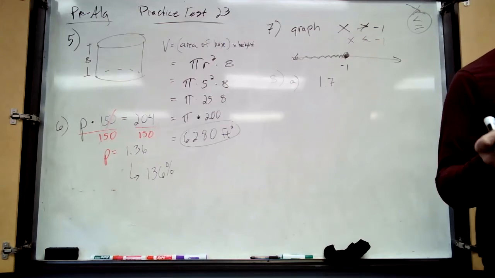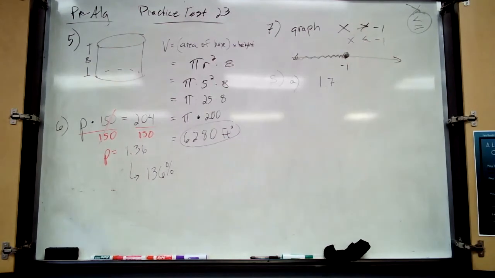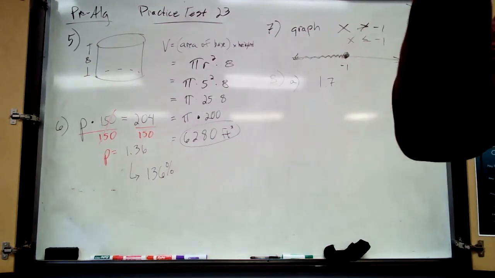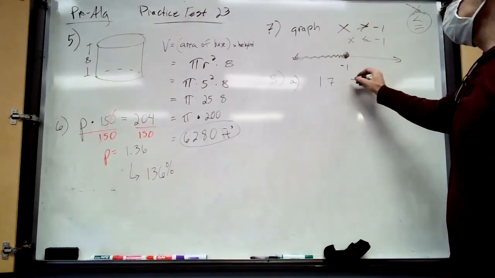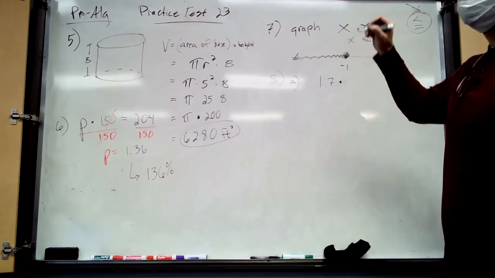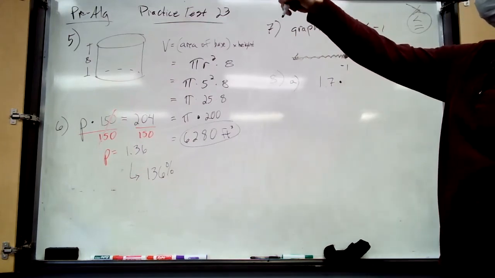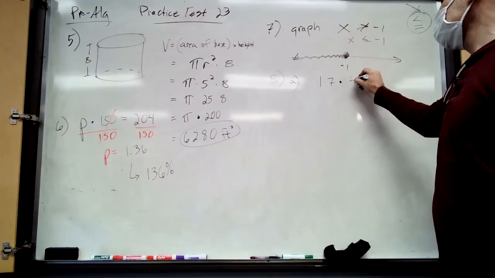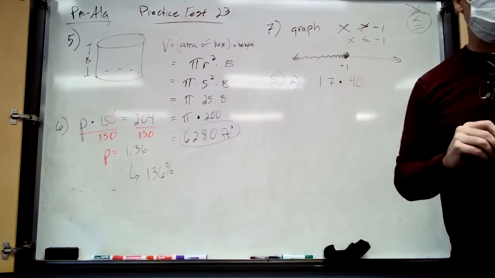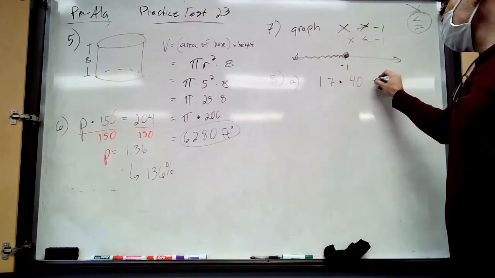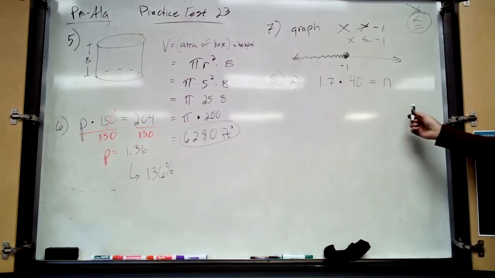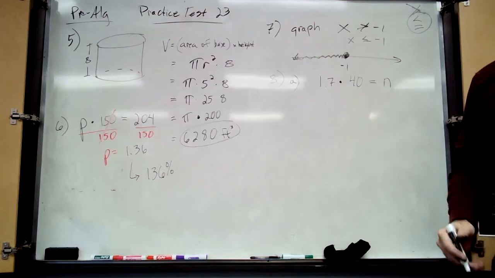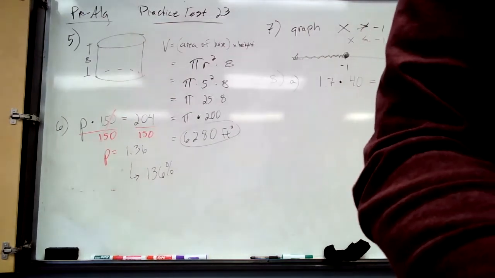What do you like better? Fraction. Decimals are easier with the calculator. But you can change it to 170 over 100 if you want. And how do you say of? Times. And how do you say is what number? Equals n. So there you go. So n's already by itself. You just have to clean up this side. So what's 1.7 times 40?